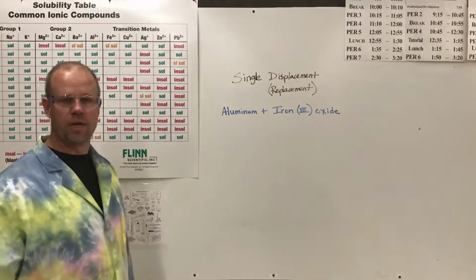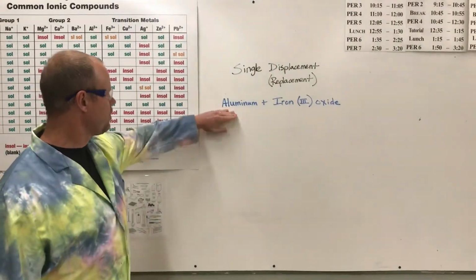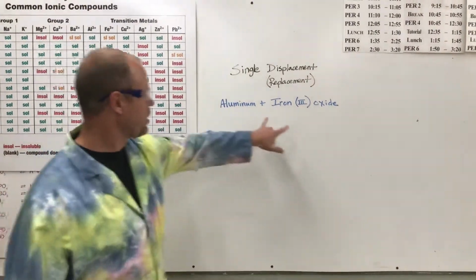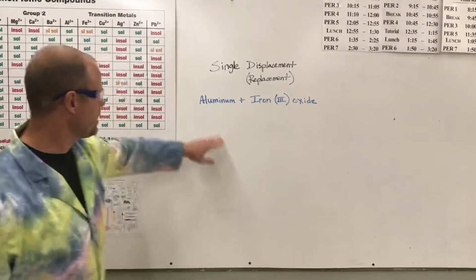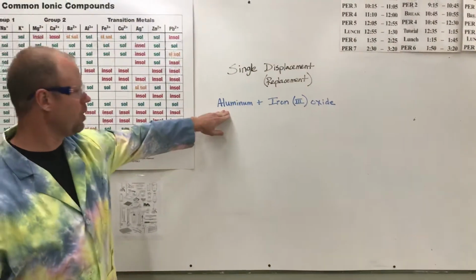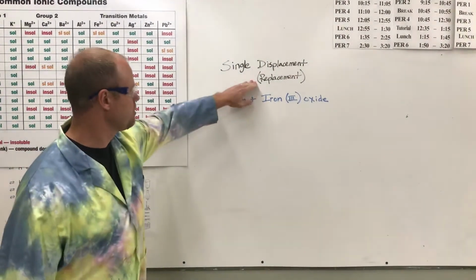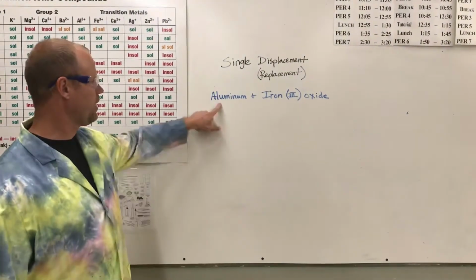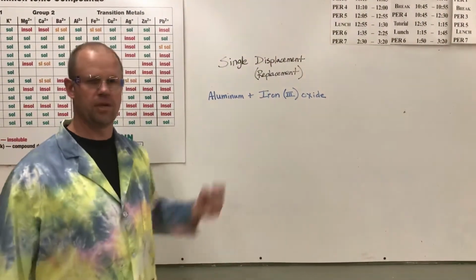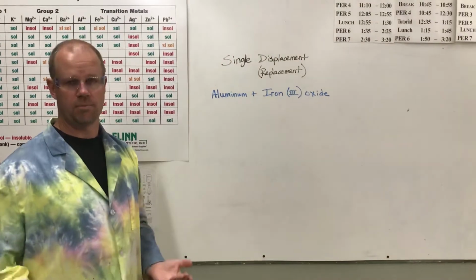And typically what you'll find with this is when we have a single element by itself, and then we have a compound. Okay, now sometimes this element is reactive enough to be able to go in and kick something else out and take its place. So that's what we mean by the word replacement or displacement. A single element is going to go in and take the place of something else. Now the trick is to know what does it take the place of.